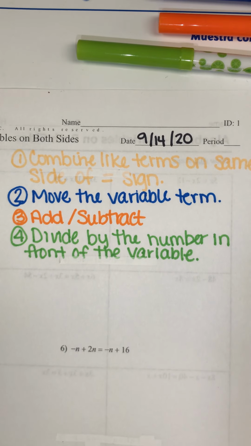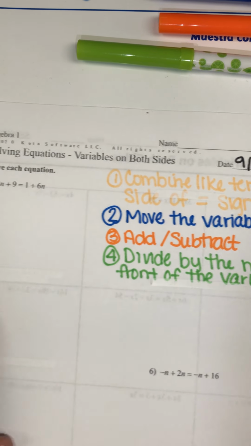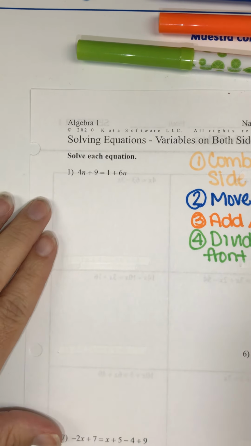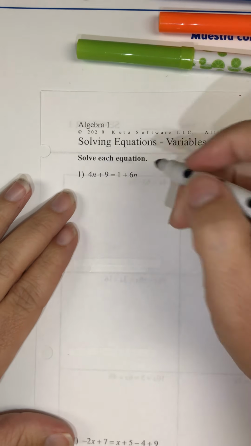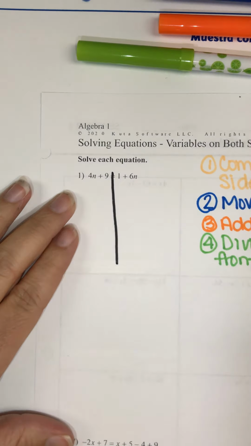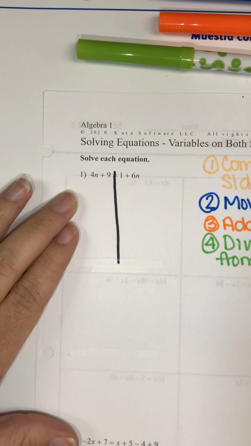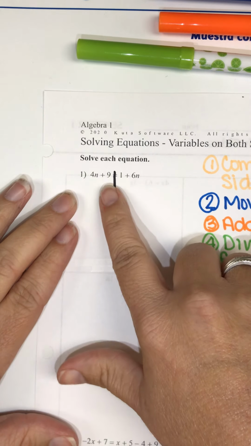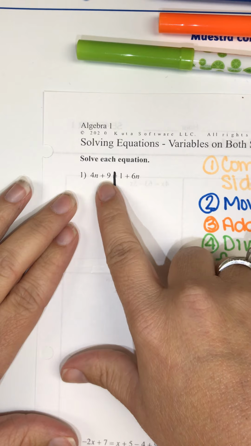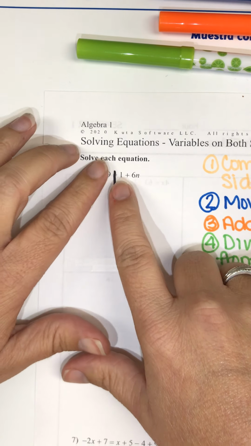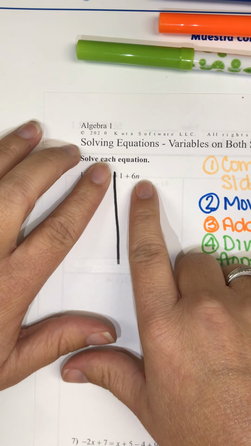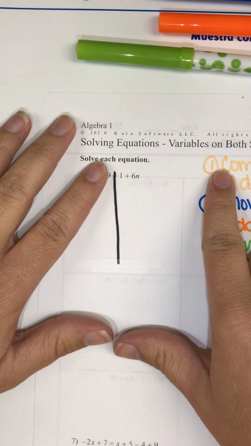So number one shows us this problem here. And I'm going to draw a line down the equal sign so we can talk about left side and right side. If you look on the left side, there's not any like terms. And if you look on the right side, there's also not any like terms. So we can skip step number 1.